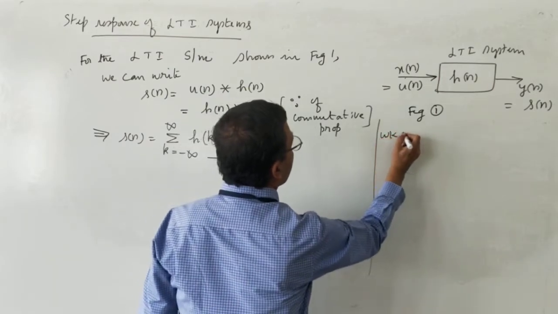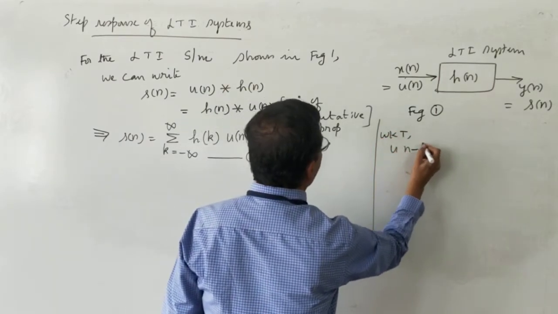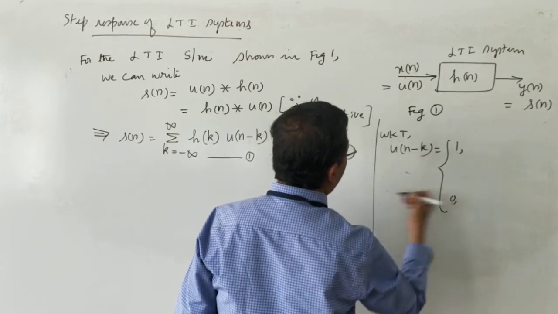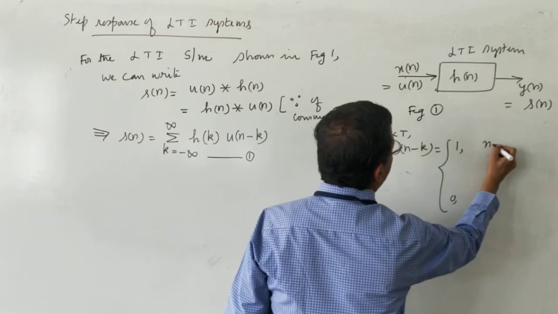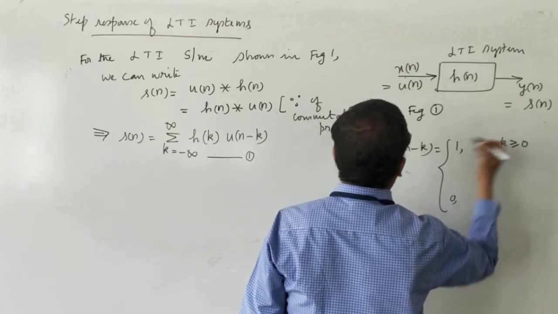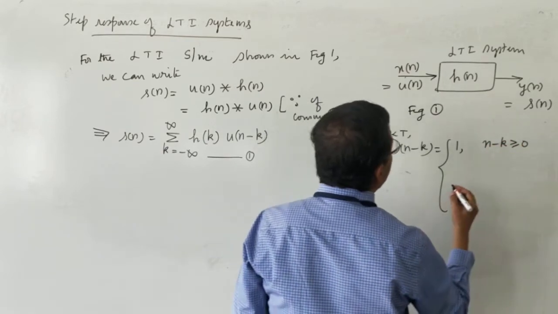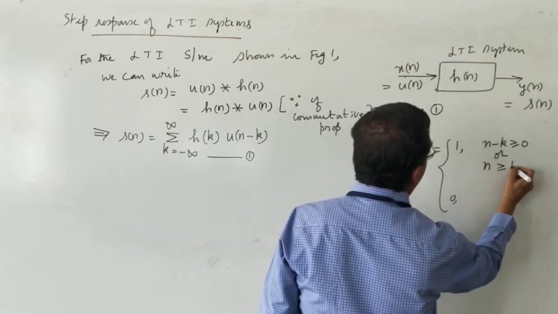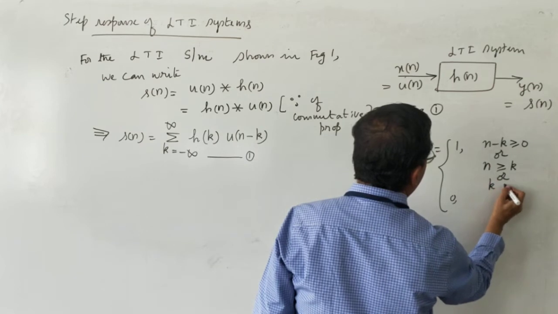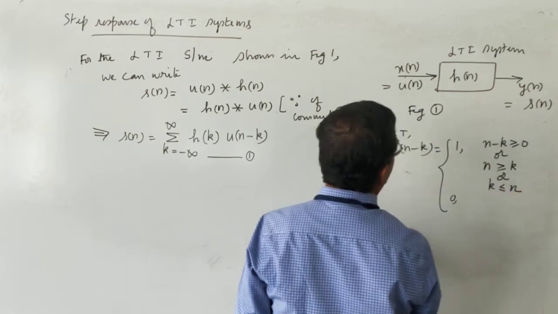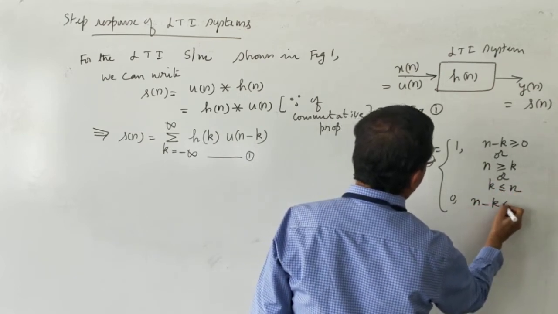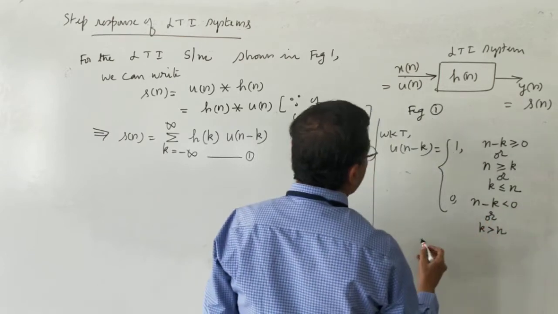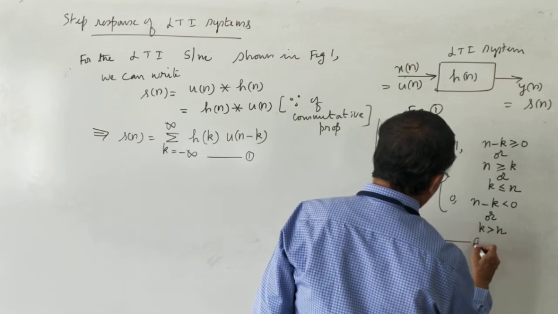We know that u of n minus k is either 1 or 0. It is 1 when n minus k is greater or equal to 0, or n greater or equal to k, or k less than or equal to n. It is 0 when n minus k is less than 0, or k greater than n. This I will call equation number 2.